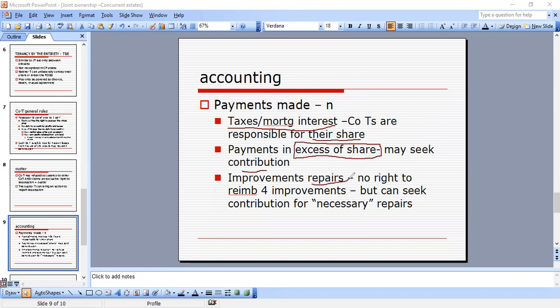Improvements and repairs are split on here. There's no right to reimbursement for improvements, but they can seek contribution for necessary repairs. Let's say they needed a new roof. That's considered necessary, then they can seek contribution. But if they just made improvements around the house, like buying a new refrigerator, or fixing a sink that was leaking, or putting in a piece of tile that was misplaced, they can't seek reimbursement. Only for necessary repairs can they seek contribution. And you see that on essays where they want you to write on both.